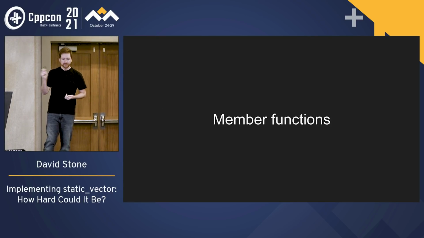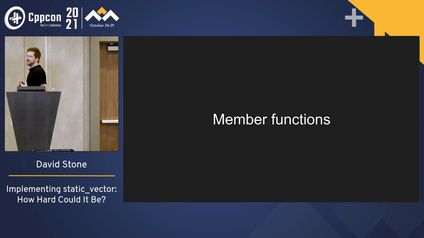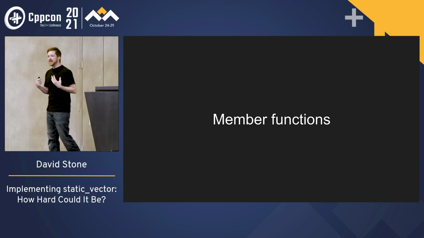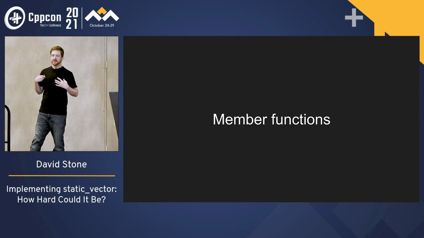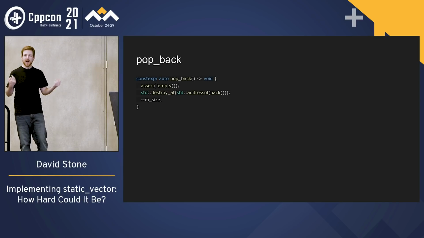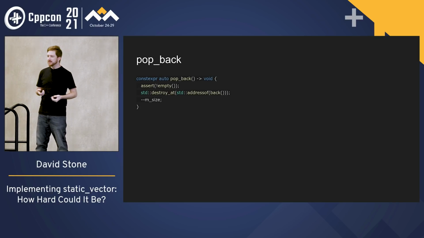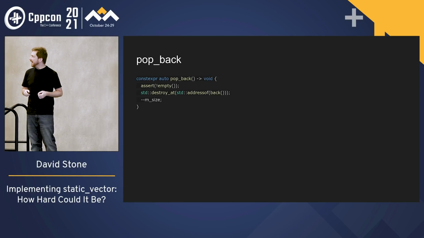Okay. So now let's go into the member functions. What do we have to do to actually implement all of the operations now that we've kind of figured out what we want the data structure to look like? So first one, pop_back. pop_back is simple. We just make sure that it's not empty. It's a precondition, and destroy the last element and reduce the size. This is about as simple as you can get.